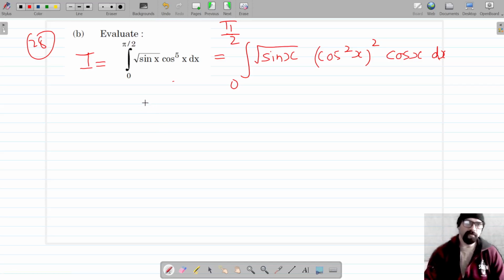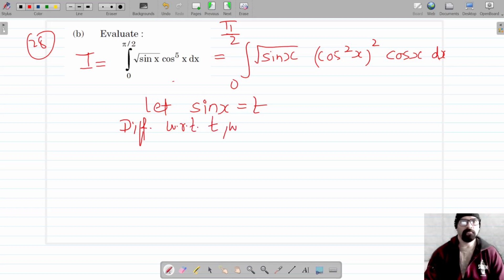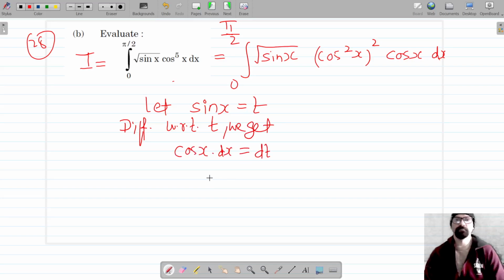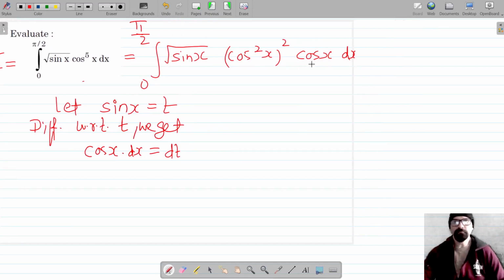Okay, now we are ready to make the substitution. So let sine of x be equal to t, and differentiating this with respect to t, not with respect to x, this is cos x into dx is equal to dt. Now let's make the substitution here. So cos x into dx is dt.